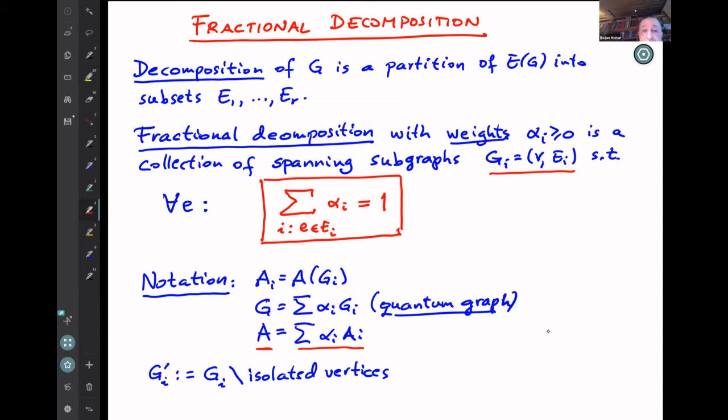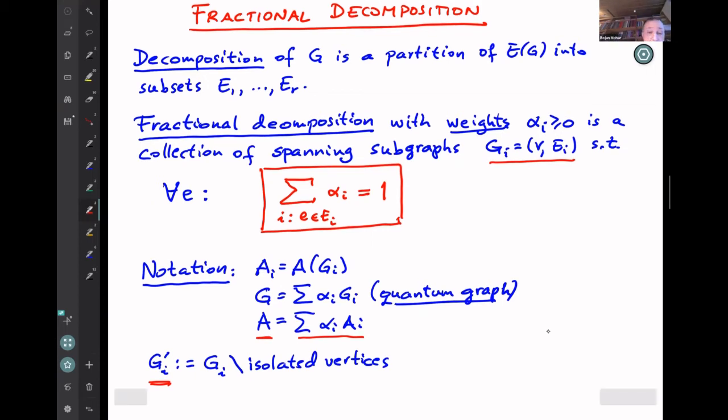Now, suppose I have such a fractional decomposition, and usually these subgraphs will contain just a certain number of vertices of positive degree. Maybe this is a short cycle, a triangle in a graph, and all other vertices will be of degree 0. That's why here I will use this notation. So just remember, if I say G sub i prime, this is the same graph except that I removed all isolated vertices.